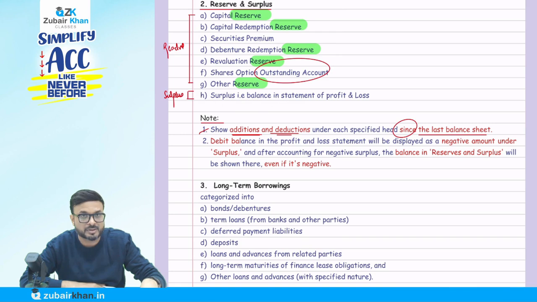Suppose I have some reserve, let's say the capital reserve, which in the last balance sheet was 10 lakh. Now it is, let's say, 15 lakh. So how did it increase from 10 to 15? There's an addition of 5. We have to show that.